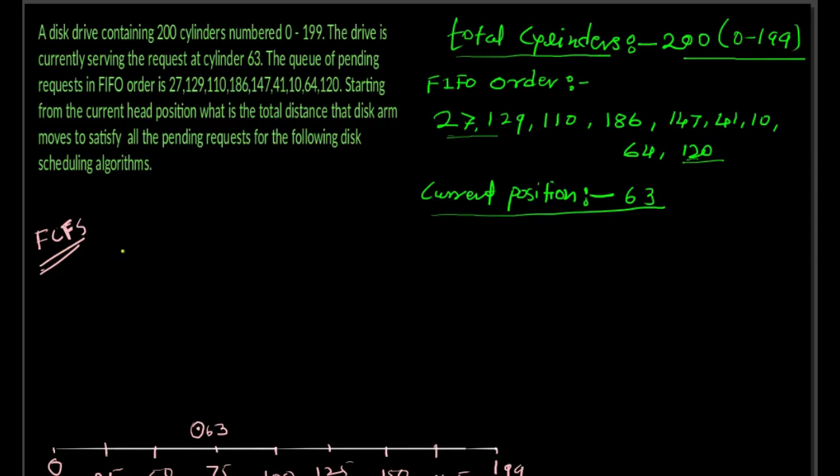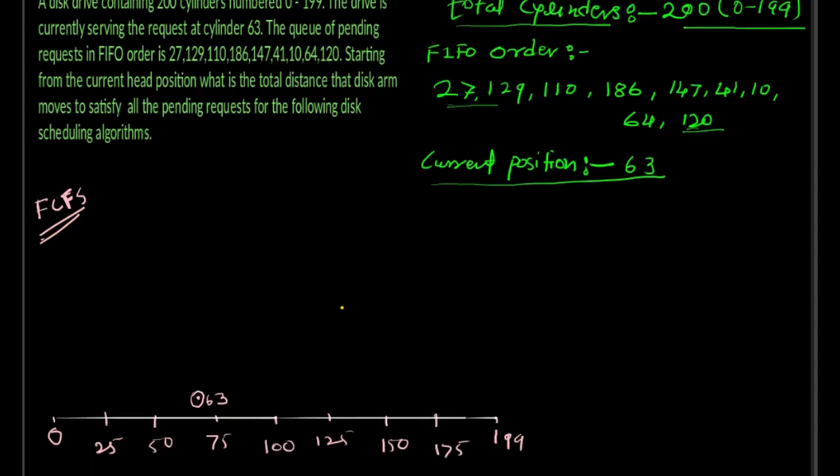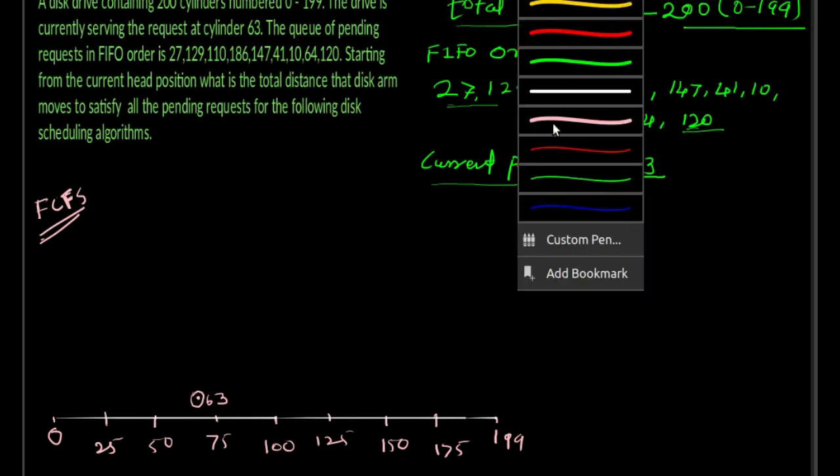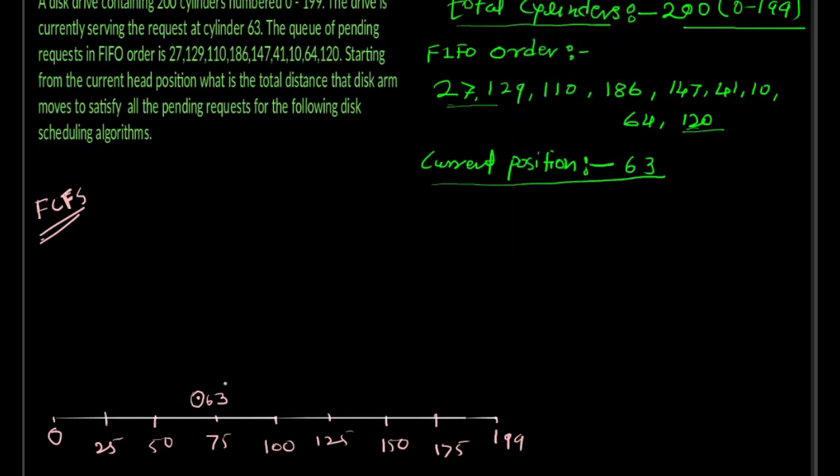First algorithm we will check is FCFS. Okay, now we have been given a current disk position. Current disk position is given as 63. Okay, so this is the 63 disk position. Okay, now from 63 we will try to move to the first request.